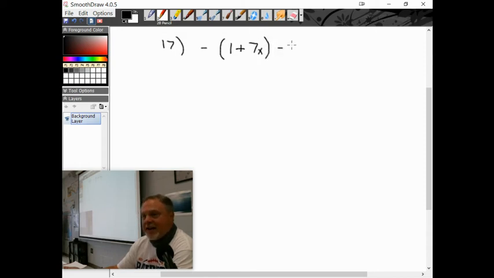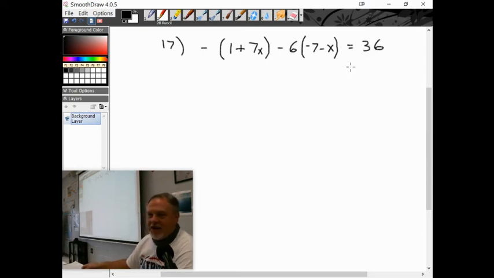Now I'm going to subtract that 6 right there. I'm multiplying another parentheses, and that's going to be -7, subtract x, close my parentheses. This one's already trouble, I can tell. And it's equal to 36. The only saving grace to this one is all the hard stuff is all on one side, all right? So it's all on the left side, all right?